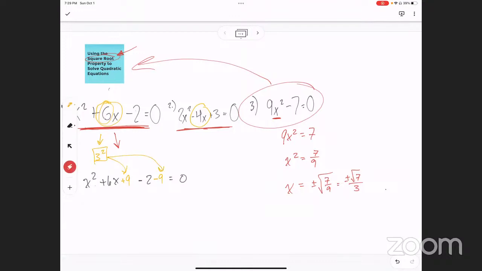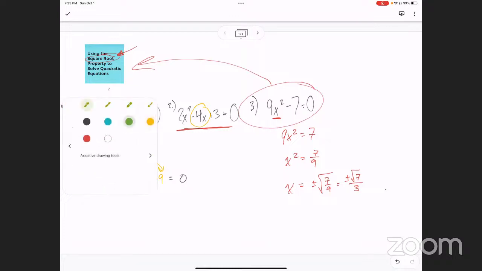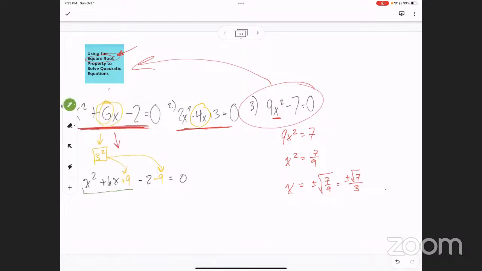So do you see how I'm keeping my equation in balance here? I'm just adding and subtracting something to the same side. Now you might say, well, why would you do that? Well, you would do that because now what can you do with this right here? What can that factor into? That can factor into x plus 3 squared.